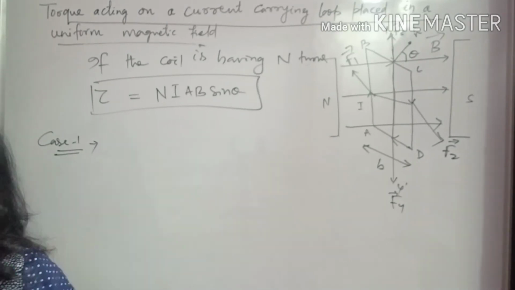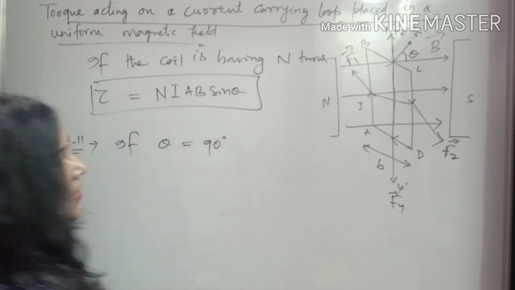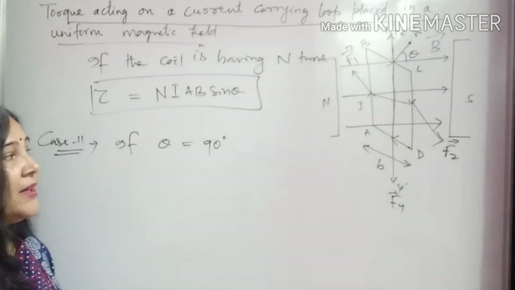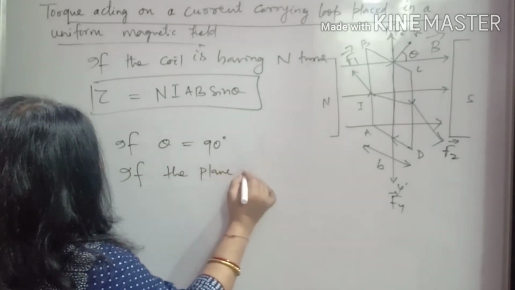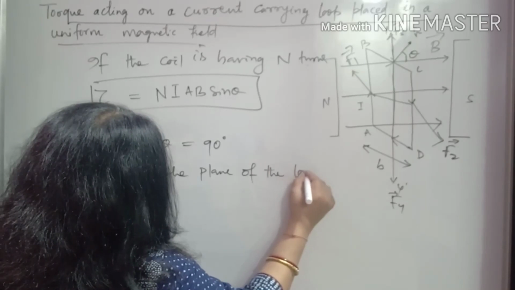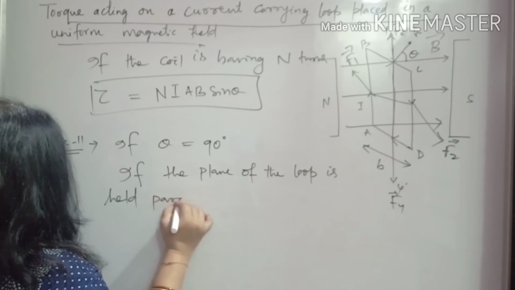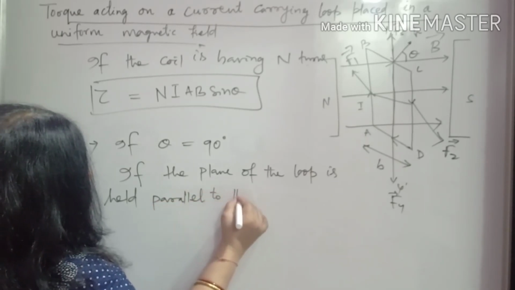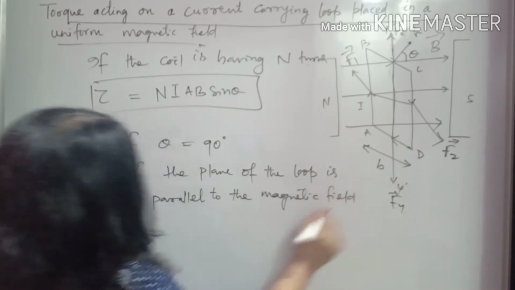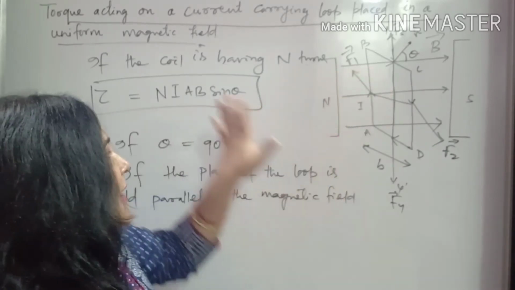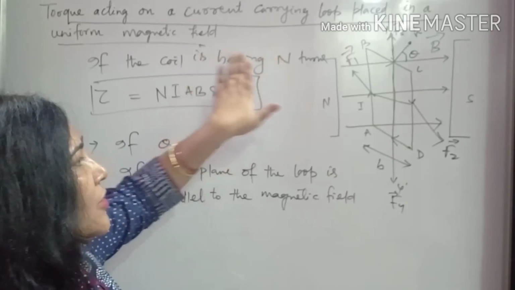Next, the second case we'll discuss here. Now if theta equals 90 degree. What is the meaning of theta 90? That means the plane of the loop is held parallel to the magnetic field. Suppose this is the magnetic field and the plane of the loop is held in this way. So it is parallel to the field.